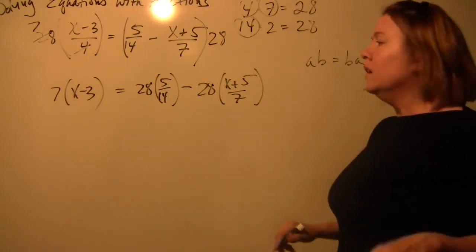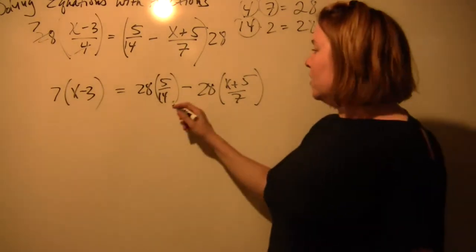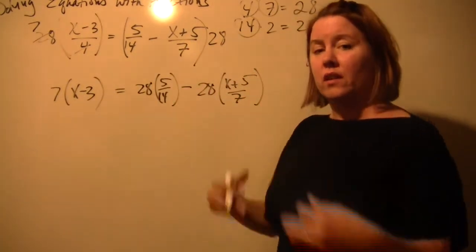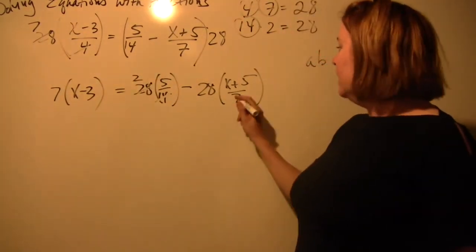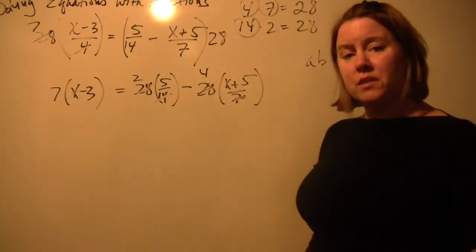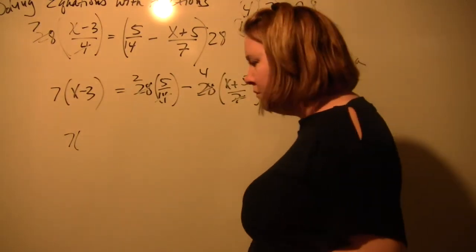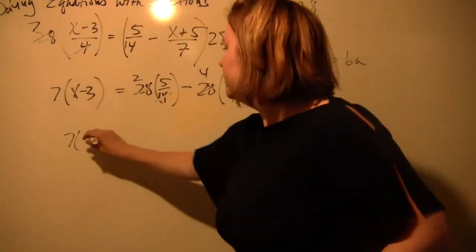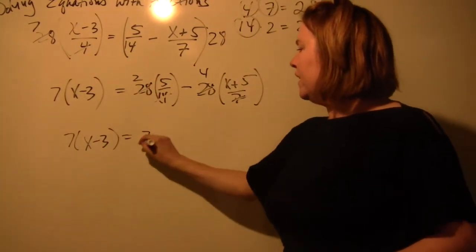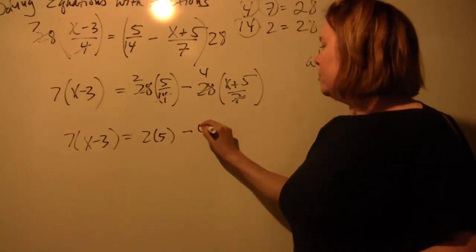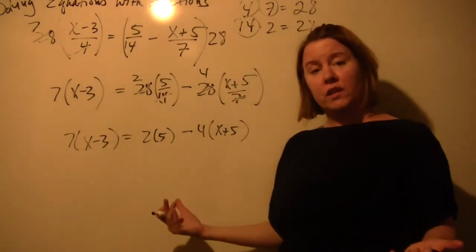Okay, so now remember the reason we picked the 28 is all the denominators divide evenly into it, right? So what that's going to do is 14 goes into 28 twice, and 7 goes into 28 4 times. I was going to go ahead and distribute that, but I'll just do it the next step. So this is going to be 2 times 5 minus 4 times x plus 5. So now we have a new equation, no fractions.